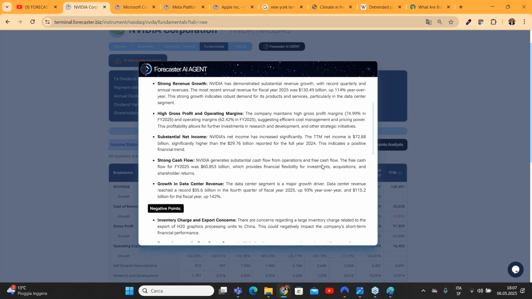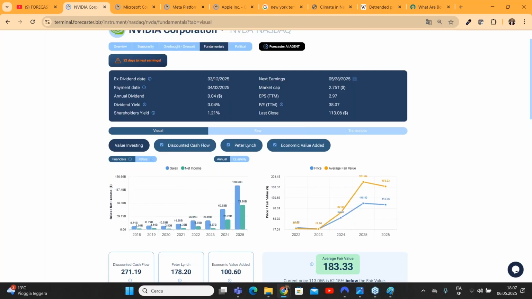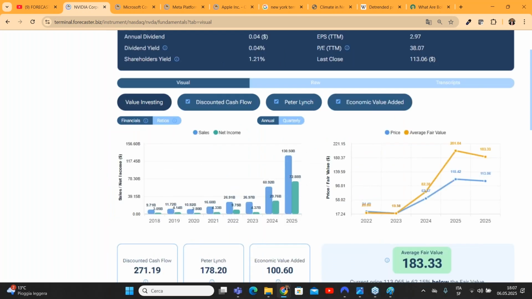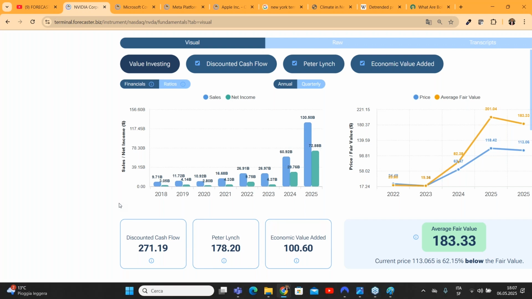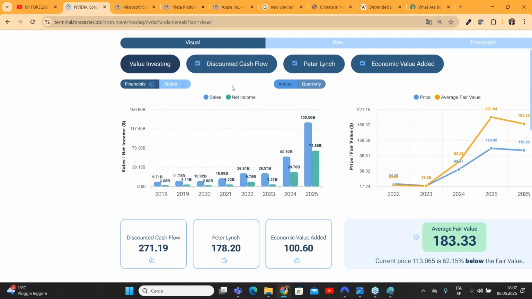Okay, let's go back to the visual part, which is very interesting because here we can see the financials, and we can definitely see at a fingertip how the company is performing. In this case we see that the company is growing both on sales and net income. We can also see the quarterly, and both on annual and quarterly the ratios.